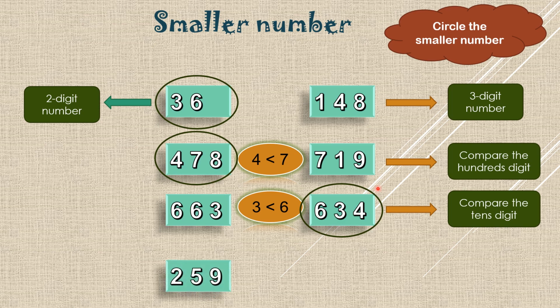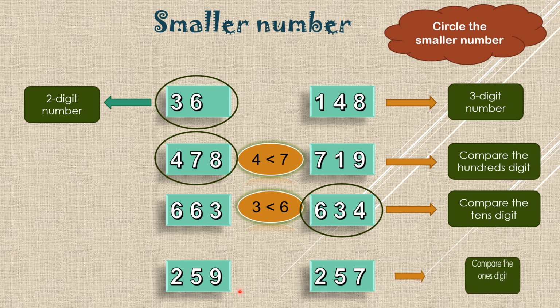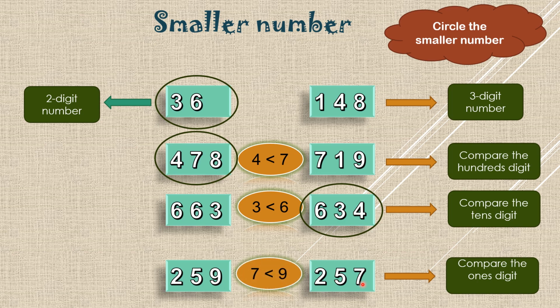Coming to the last one, 259 and 257. Again, both are 3-digit numbers here. Hundreds digit and tens digit are also same. So we need to compare the ones digit, 9 and 7. So when we compare 9 and 7, we can clearly say that 7 is less than 9. 7 is the smaller number. So 257 is the smaller number among these two.